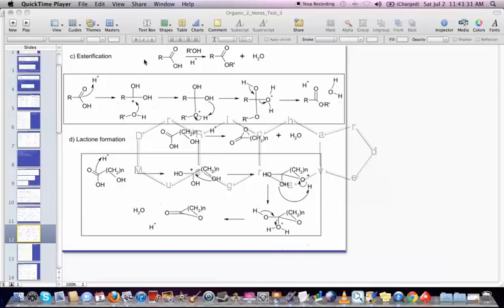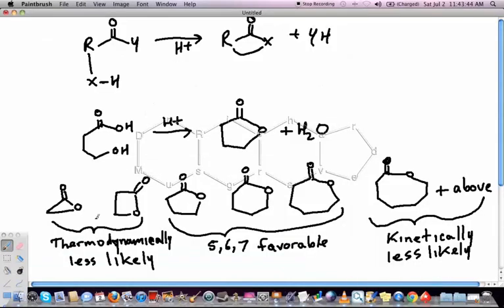A reaction related to esterification is lactone formation, where we end up forming a lactone, which is a cyclic ester. So let me show you more about that one. This also gives us a good time to bring up the effective ring size.